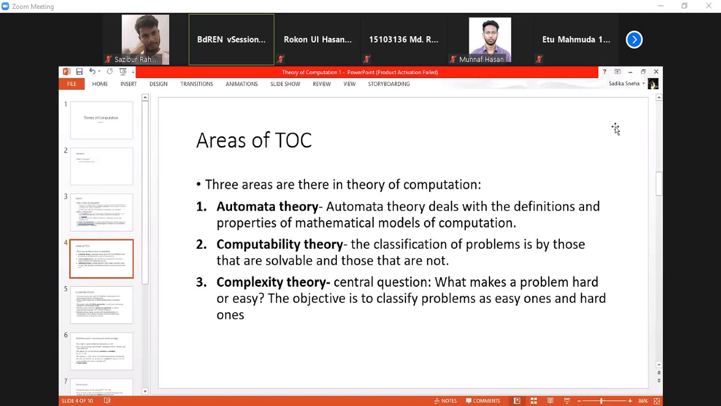The example we also talked about in the previous class is a mathematical problem that says find out if this expression is true or not, true or false.